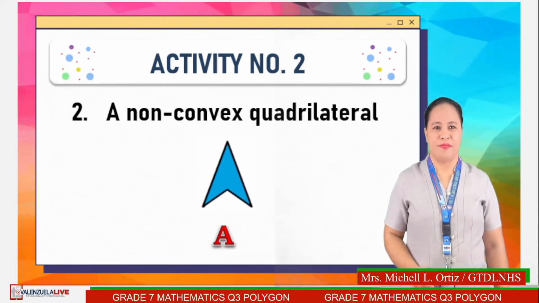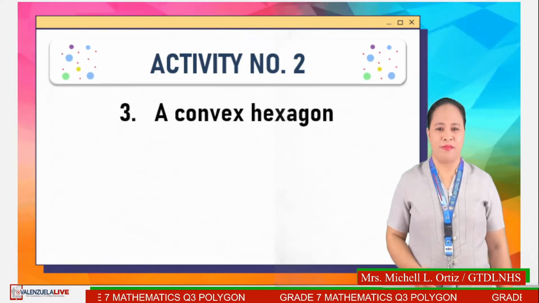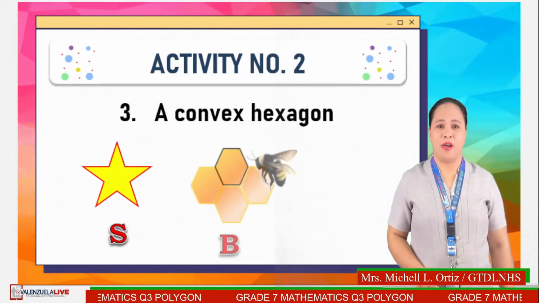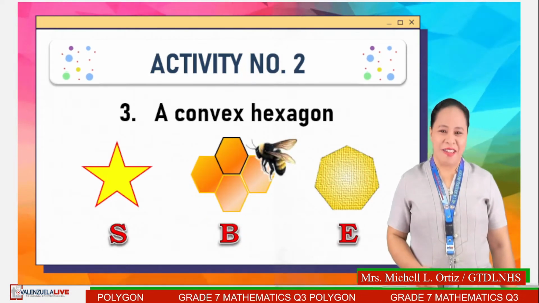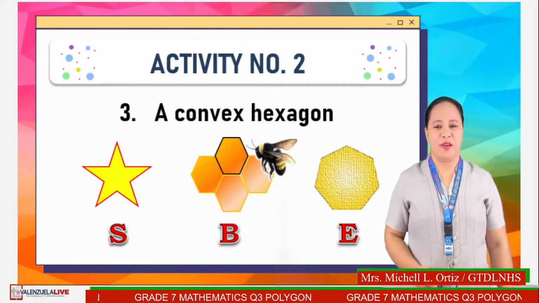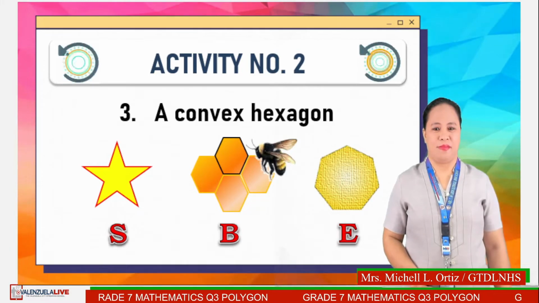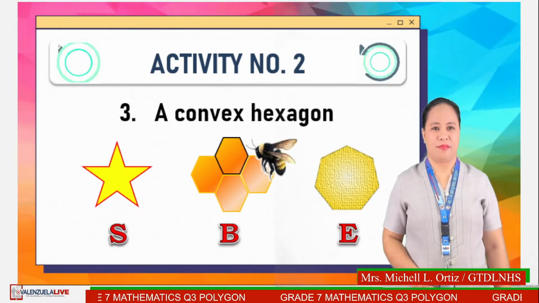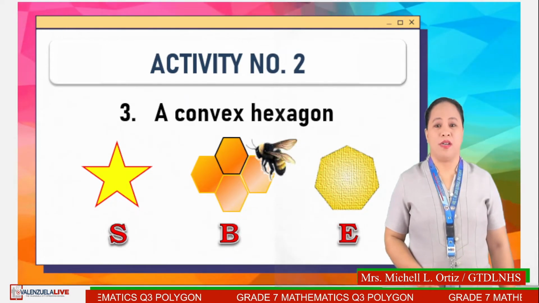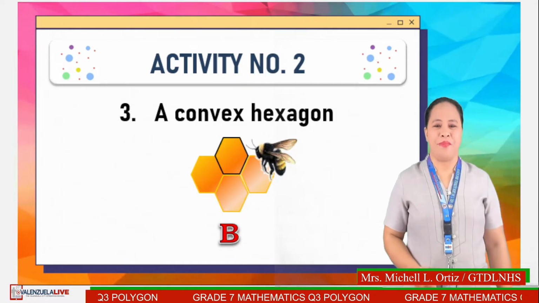Number 3. A convex hexagon. Is it letter S, letter B, or letter E? 5 seconds, go! Correct answer is letter B.